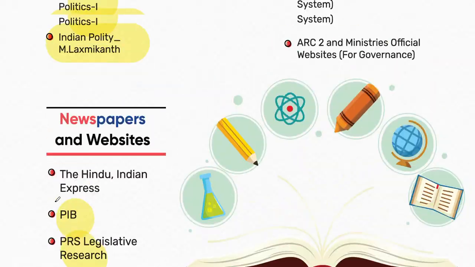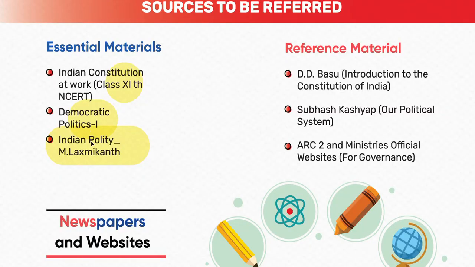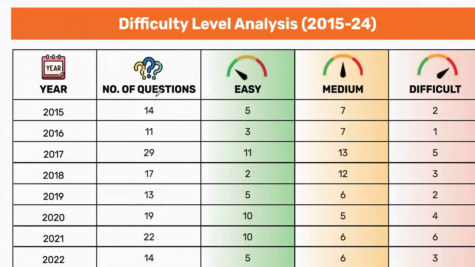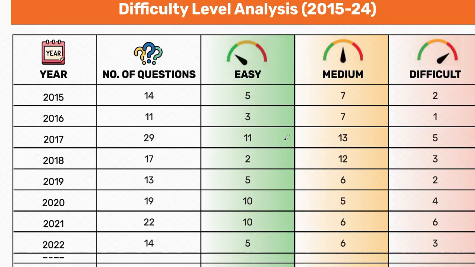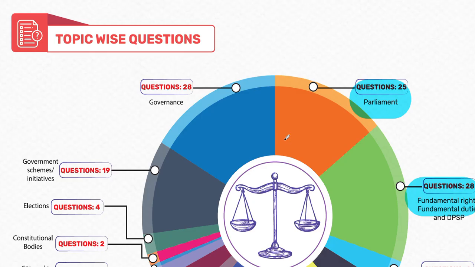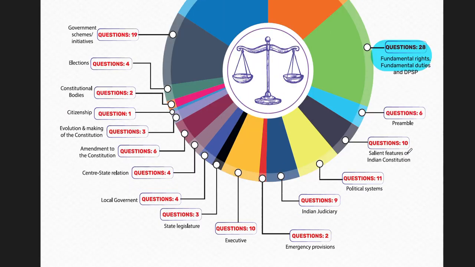So what we have understood is that they are asking questions from basic sources, Laxmikant and NCERT. If you see the nature of the questions, easy and medium questions will constitute around 80 to 90% of the polity questions, and there will be two or three questions which we will consider tough or difficult. Talking about the major sections: Parliament, fundamental rights and fundamental duties, DPSP, preamble, salient features of the Indian Constitution, political system, Indian judiciary, then emergency provisions, executives, and then government schemes.